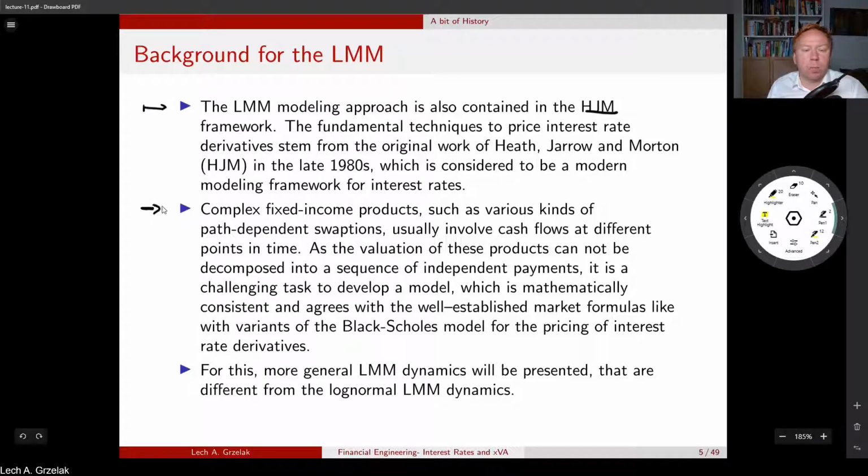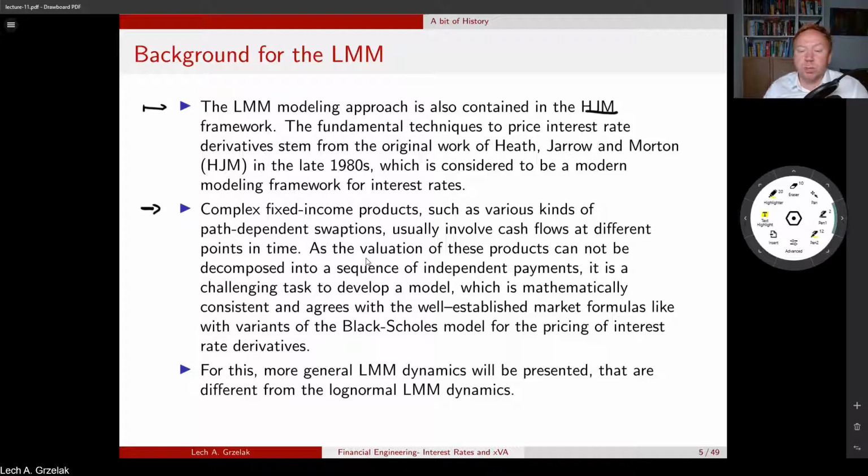Another point: complex fixed income products, such as various kinds of path-dependent swaptions, usually involve cash flows at different points in time. So those exotic derivatives I already mentioned, in that framework where we cannot use simple LIBOR, we don't have a European type of payoff, especially a payoff that depends on a single LIBOR, but it depends on multiple LIBORs. For example, a product of LIBORs, or let's say some kind of compounding effect, or we are observing path dependence, then we cannot use simple European type of evaluation. We need to have much more advanced models.